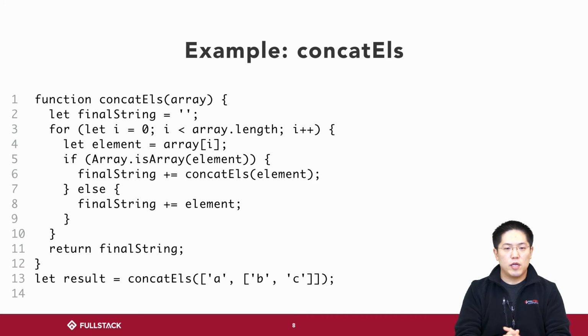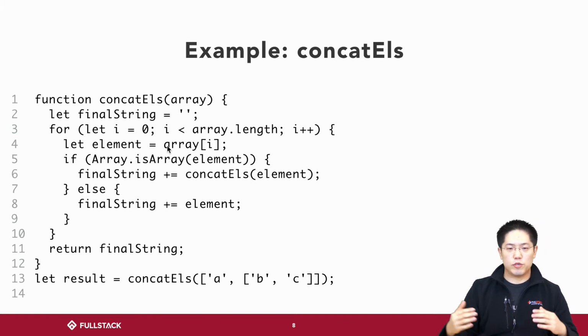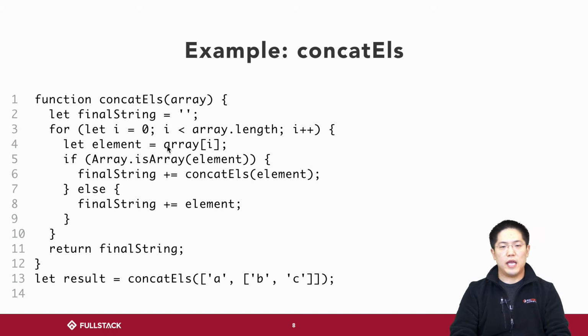Right, so here, if I set concatenate elements to A, comma, and then another array of B and C, what will happen is that the first time, final string will be A, and the second time, I'm going to recurse into the array of B, C, and then for each of those elements, I'm going to get B and C put together, and then come back up, and then the recursive call will return BC and add it to the A in final string.